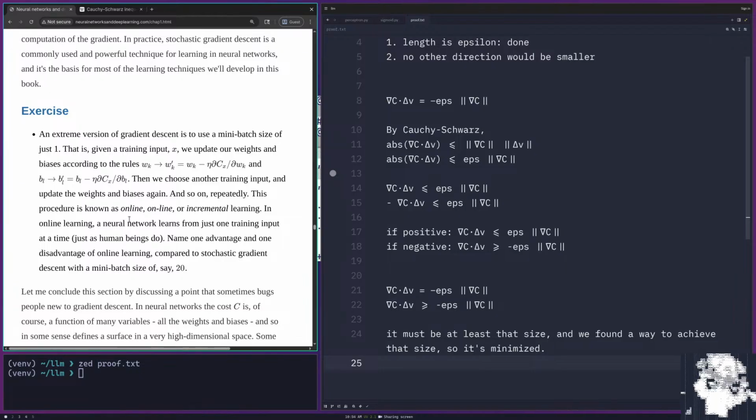This procedure is known as online, or incremental learning. In online learning, a neural network learns from just one training input at a time, just as human beings do. Name one advantage and one disadvantage of online learning compared to stochastic gradient descent with a mini batch of, say, 20.